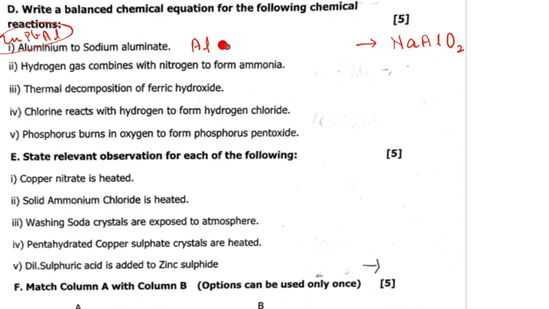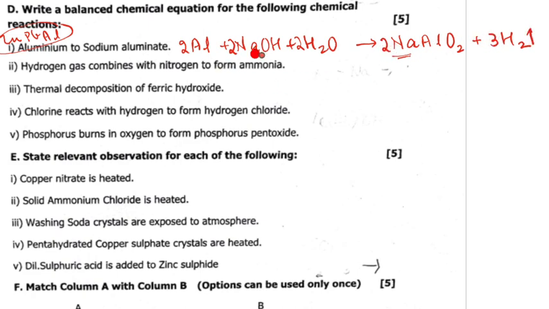So we have Al plus the alkali will have to be with sodium here. So we will write NaOH, and remember aluminium needs dilution of that alkali. So we will have this giving us NaAlO2, that is sodium aluminate, and it is going to liberate H2. And you have to remember this reaction using the coefficients like this.